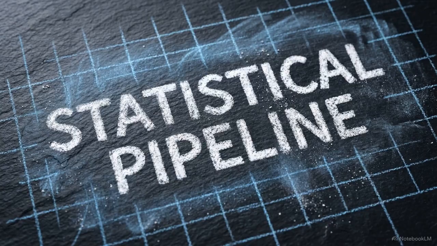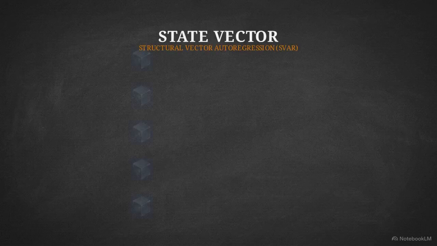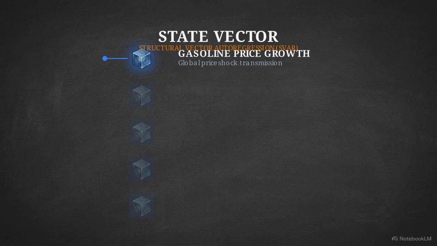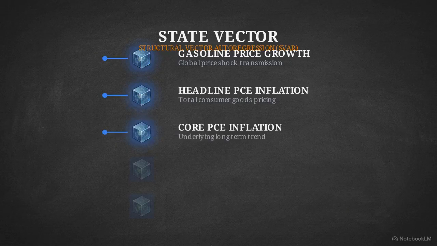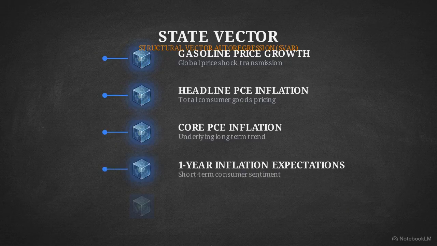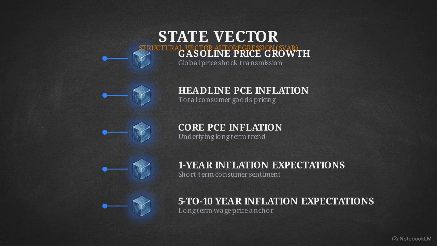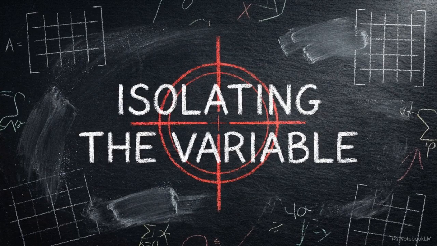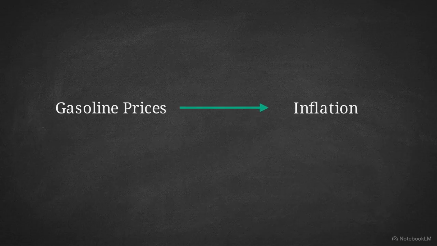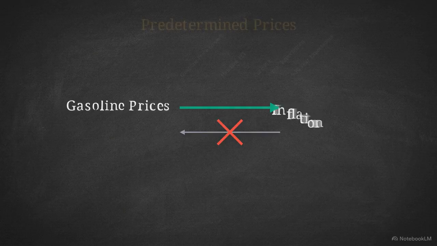This brings us to the second half of the pipeline, a monthly structural vector autoregression, or SVAR model. The state vector in this model tracks 5 specific variables: gasoline price growth, headline PCE inflation, core PCE inflation, 1-year household inflation expectations, and 5 to 10-year inflation expectations. The primary econometric challenge here is identification. The model must isolate the exact effect of gasoline prices driving inflation while filtering out macroeconomic feedback.